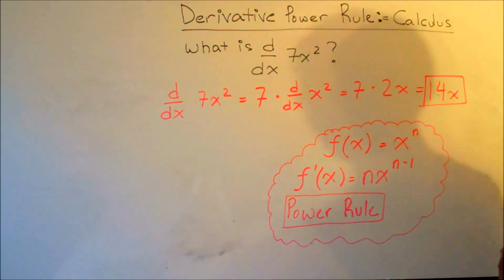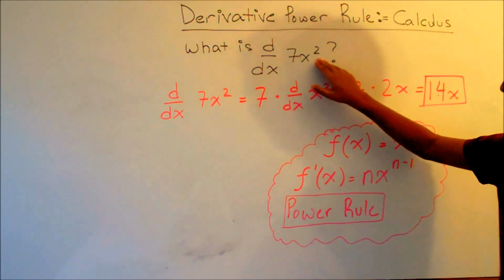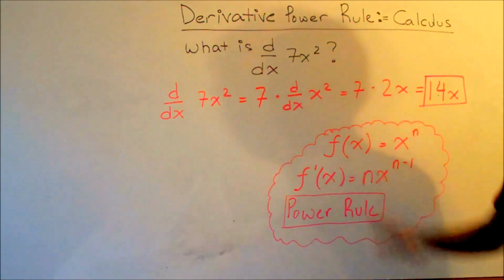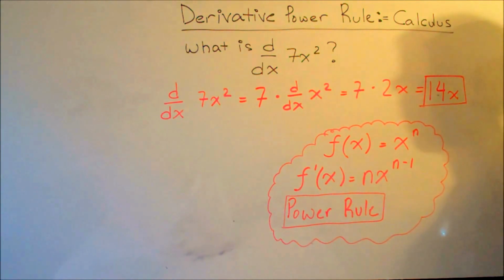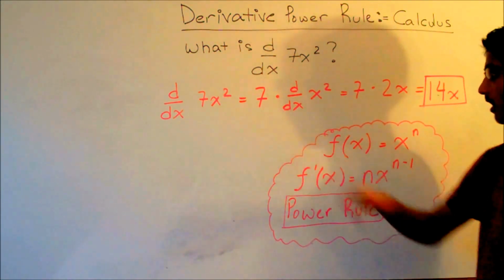Another way that you could have done it is just multiplying this coefficient by the exponent, which would become 14, and subtracting 1 from the exponent. This is the same thing as the power rule, except we're not splitting off the coefficient off to one side.